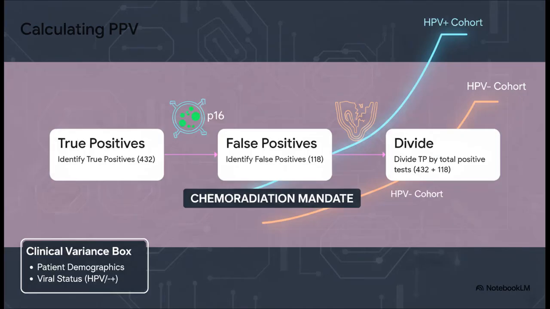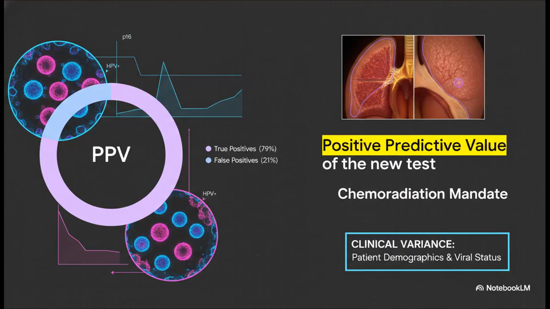They are asking you for the positive predictive value. To answer them, you simply take the true positives and divide them by every single person who received a positive test result. In this case, 432 divided by the sum of 432 and 118. The result is 79%. This means that 79% of the patients who tested positive truly have the disease, while the remaining 21% are facing a false alarm. And remember, positive predictive value shifts based on the prevalence of the disease in your specific population.